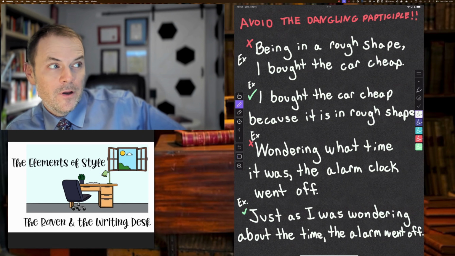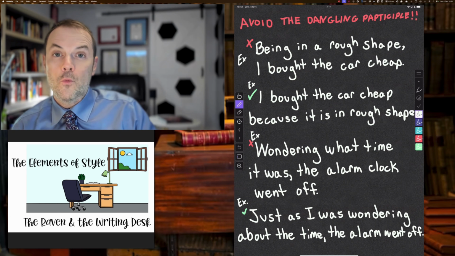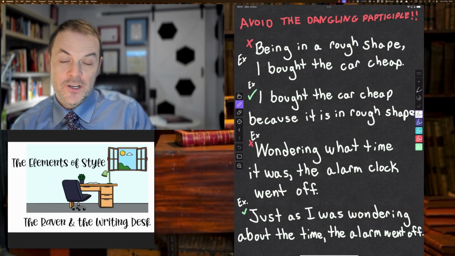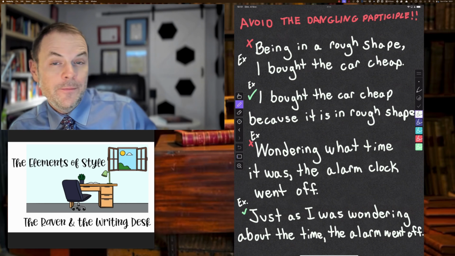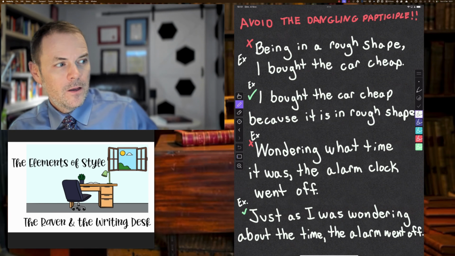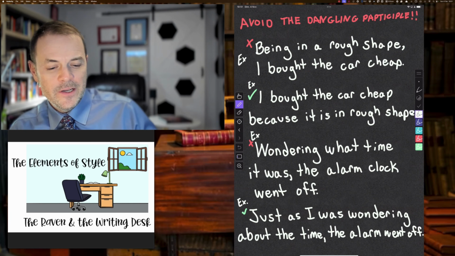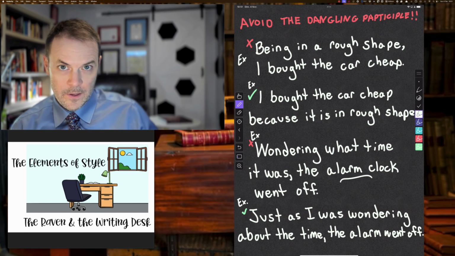Being in rough shape, I bought the car cheap. So I literally just said, because I am in rough shape, for some reason that resulted in me getting a cheaper car. What I mean to say is, I bought the car cheap because it is in rough shape. Likewise, wondering what time it was, the alarm clock went off. So, who's wondering what time it is? The alarm clock? I think what I mean to say is, just as I was wondering about the time, the alarm clock went off. When you're getting into more complex sentences, you're going to get into situations like this.